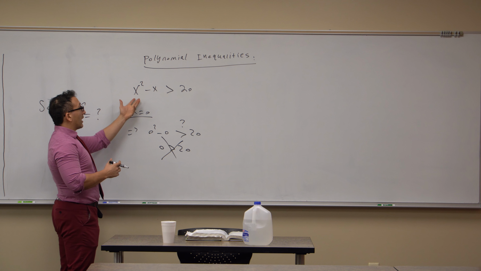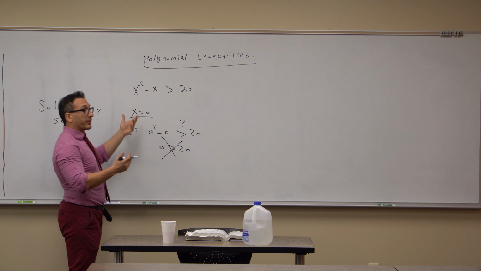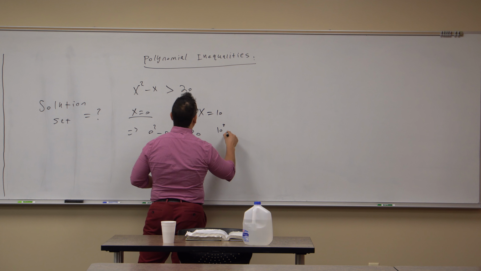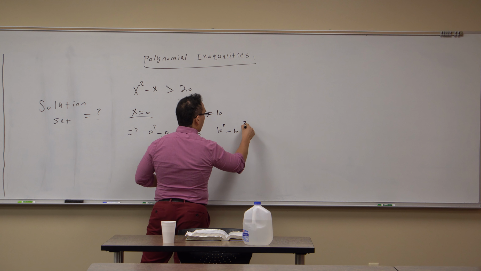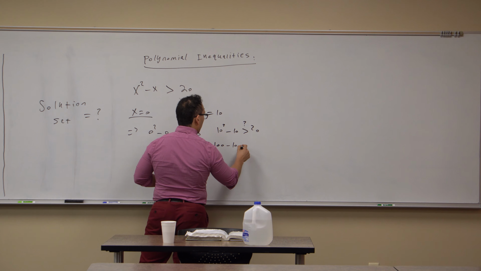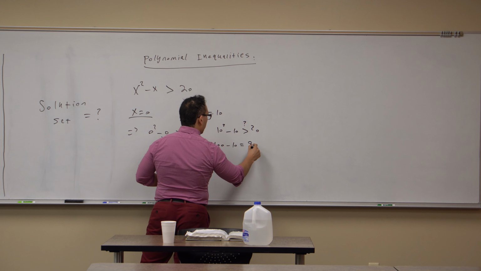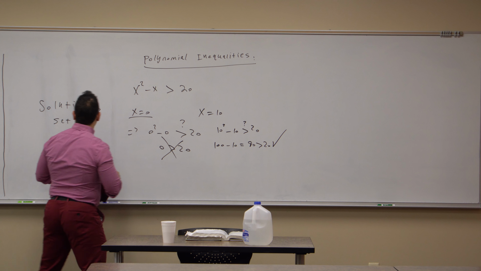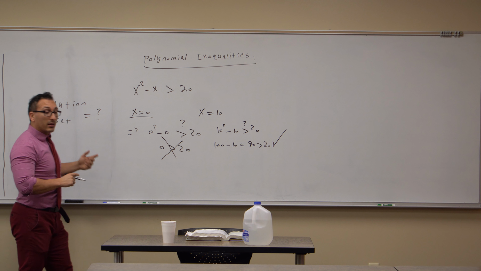But let's say x is equal to 10. If we take a look, x equals 10, I have 10 squared minus 10. Is this greater than 20? Well, this is 100 minus 10, which is equal to 90, and this is in fact greater than 20. So the value x equals 10 would be in the solution set.